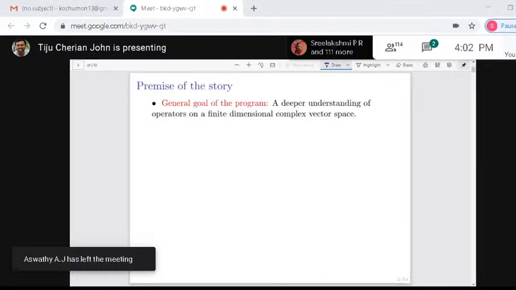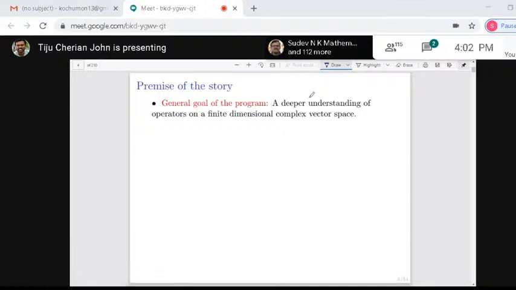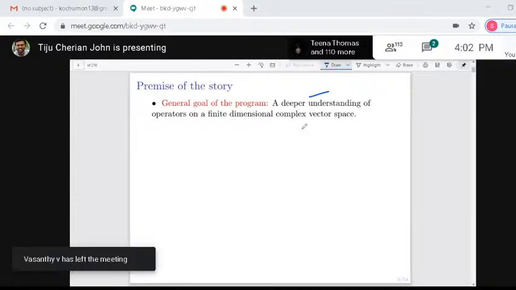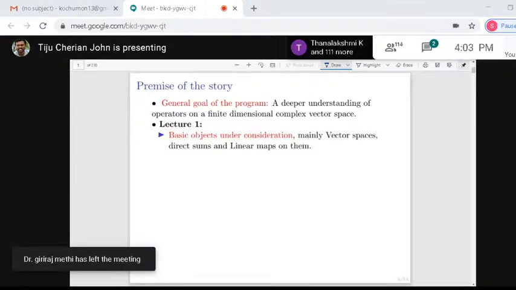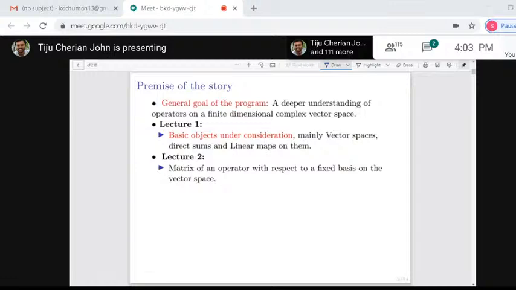What is the premise of our story? The general theme of this program is a deeper understanding of operators on a finite dimensional complex vector space. What do I mean by deeper understanding? We will come to know by the end of this lecture. In lecture 1, you have seen the basic objects of our study, namely vector spaces and direct sums, linear maps, etc. And in lecture 2, you have seen how to write a matrix of an operator with respect to a fixed basis.